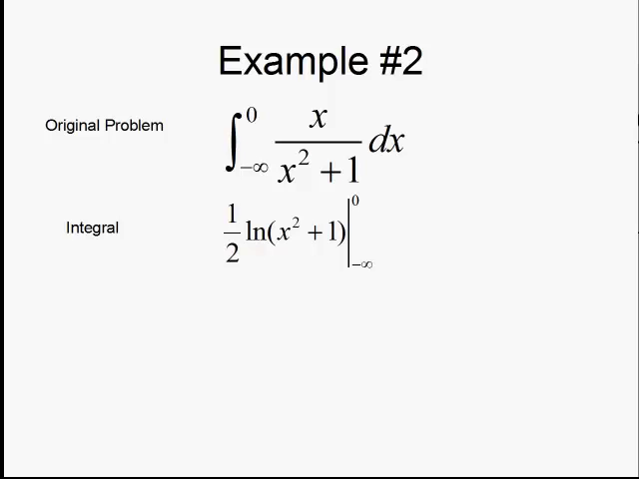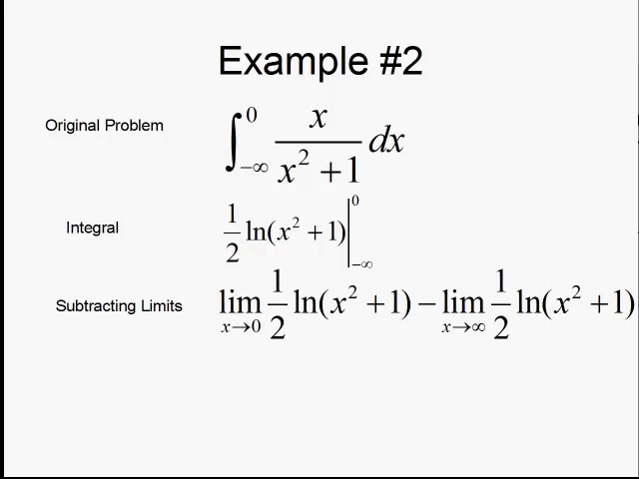Now you find the limit of the lower bound, negative infinity, and the upper bound, 0. This yields negative infinity and 1/2 respectively. Subtract the limit of the lower bound from the limit of the upper bound. This yields negative infinity.